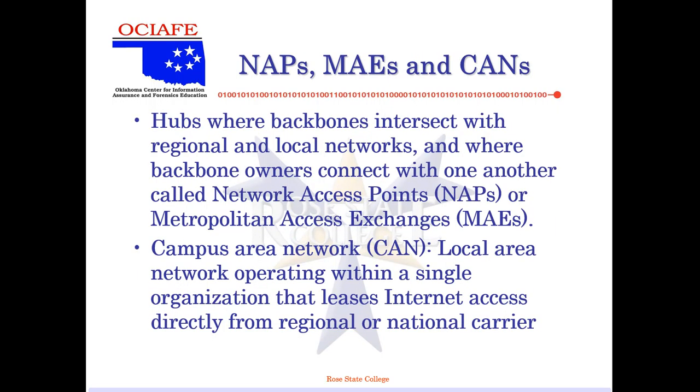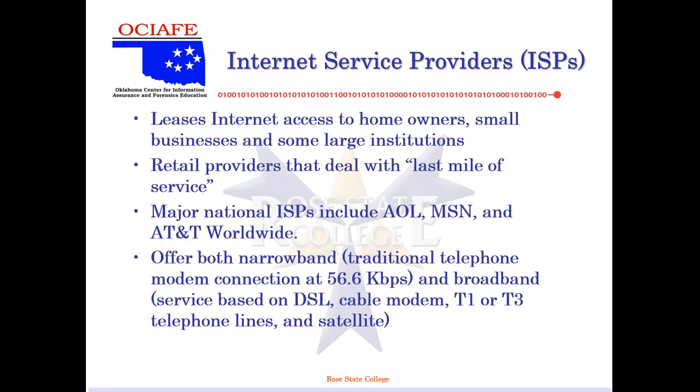Where are your hubs going to be? Well, hubs are where the backbones intersect with the regional and local networks, where you're going to have backbone owners that connect to one another: your network access points, your metropolitan access exchanges. Basically, it's going to allow that ISP to get those lines. Campus area networks, things of that nature. ISPs lease that internet access to homeowners and businesses. And the major national ISPs, your AT&Ts, your Sprints, things of that nature, those are your bigger ISPs.